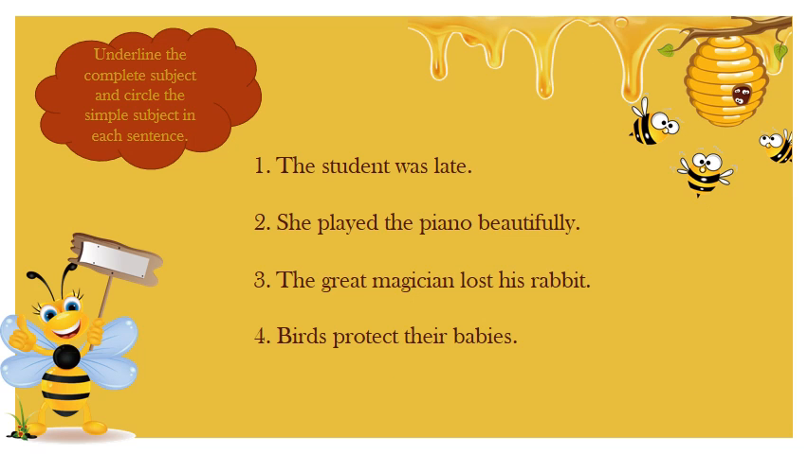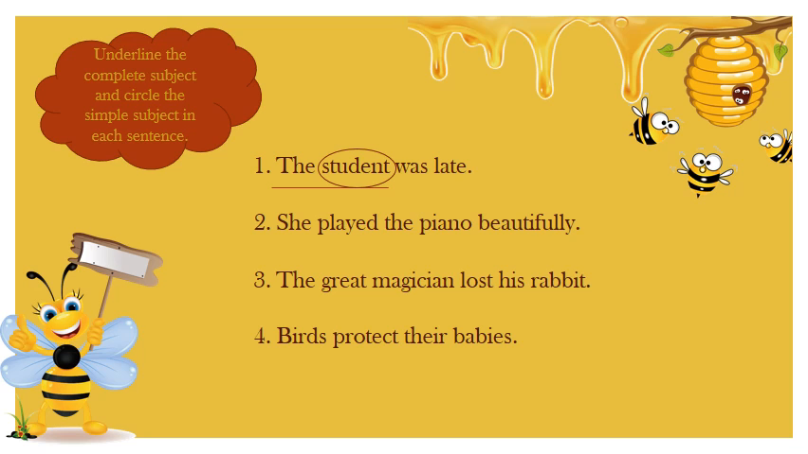Let's practice to understand more. Underline the complete subject and circle the simple subject in each sentence. Here we have to underline the complete subject and circle the simple subject. Okay? Number one, the student was late. Who? The student. This is the complete subject. What is the simple subject? What is the main noun or pronoun? Student. Excellent. So student is the simple subject.